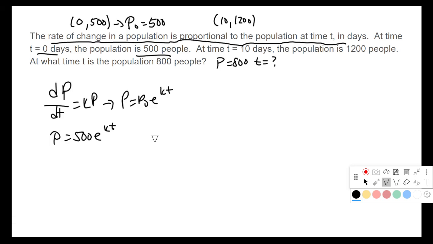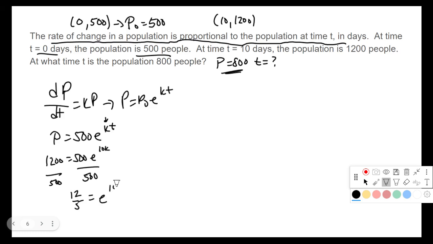Now, to be able to figure out when the population is 800, I would need to know what k is, what the constant of proportionality is. I could figure it out because I know when t is 10, P is 1200. So I can just substitute them in. 1200 equals 500 e to the 10k. Now I'm going to solve this for k. It's all algebra 2 pre-calculus. You're going to divide both sides by 500. You get 12 over 5 equals e to the 10k.